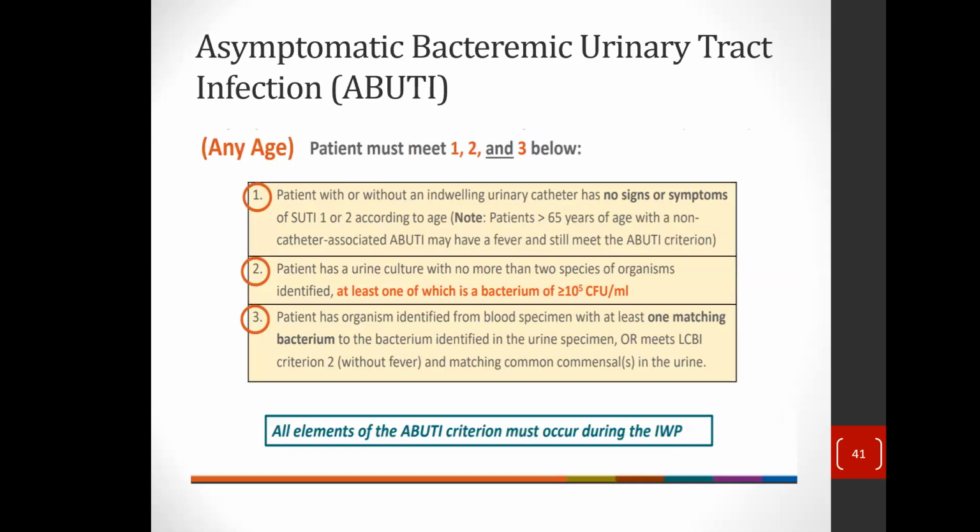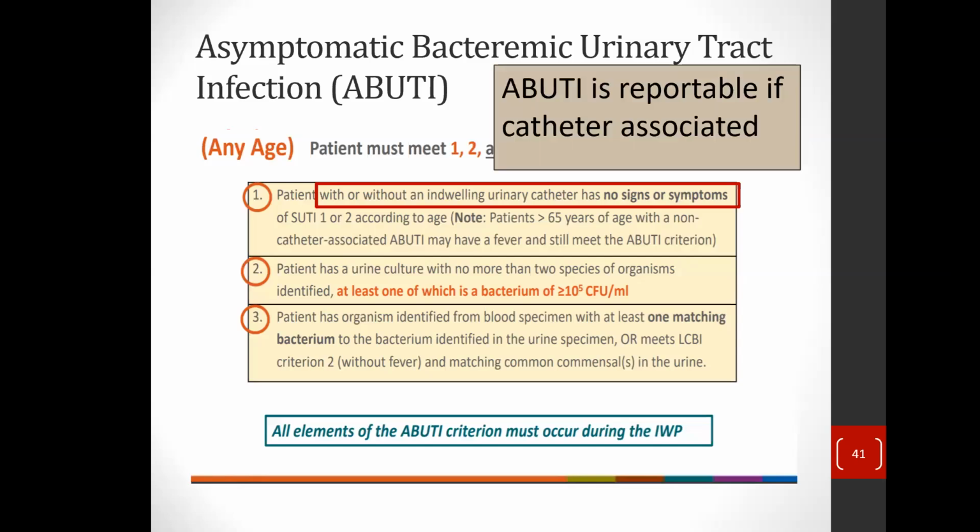They have to have, with or without an indwelling catheter, just like SUTI 2, a urine culture with no more than 2 species, 100,000 colony forming units. But the big difference is that there is one matching blood culture to the urine culture. And remember that an ABUTI is reportable if catheter associated, so that does need to go into the NHSN database.